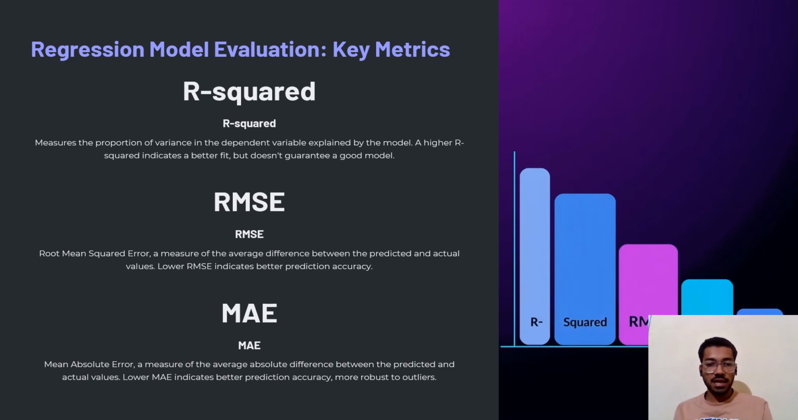Then second is RMSE, root mean squared error, a measure of the average difference between the predicted and actual values. Lower RMSE indicates better prediction accuracy. Then third is MAE, mean absolute error, a measure of the average absolute difference between the predicted and actual values. Lower MAE indicates better prediction accuracy, and it is more robust to outliers.